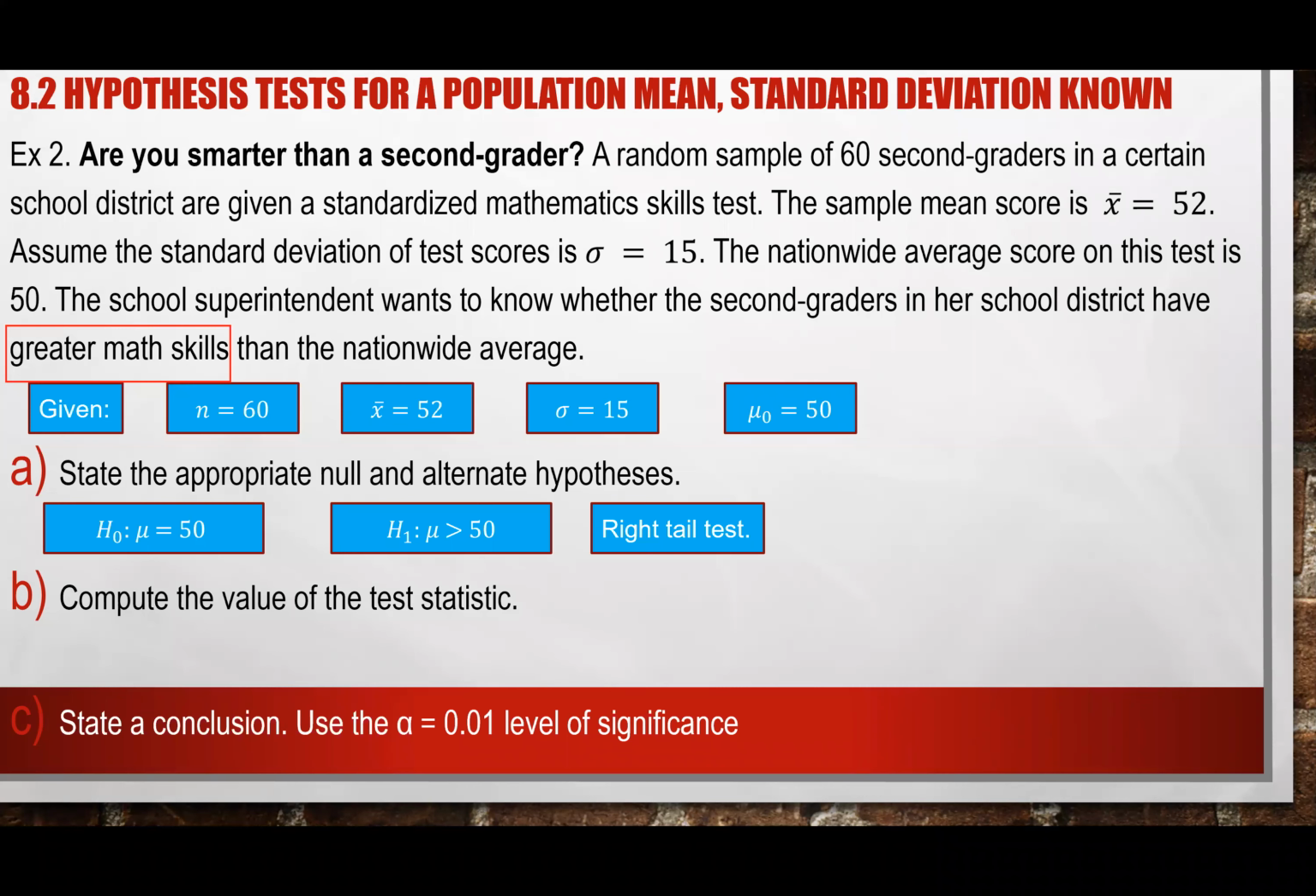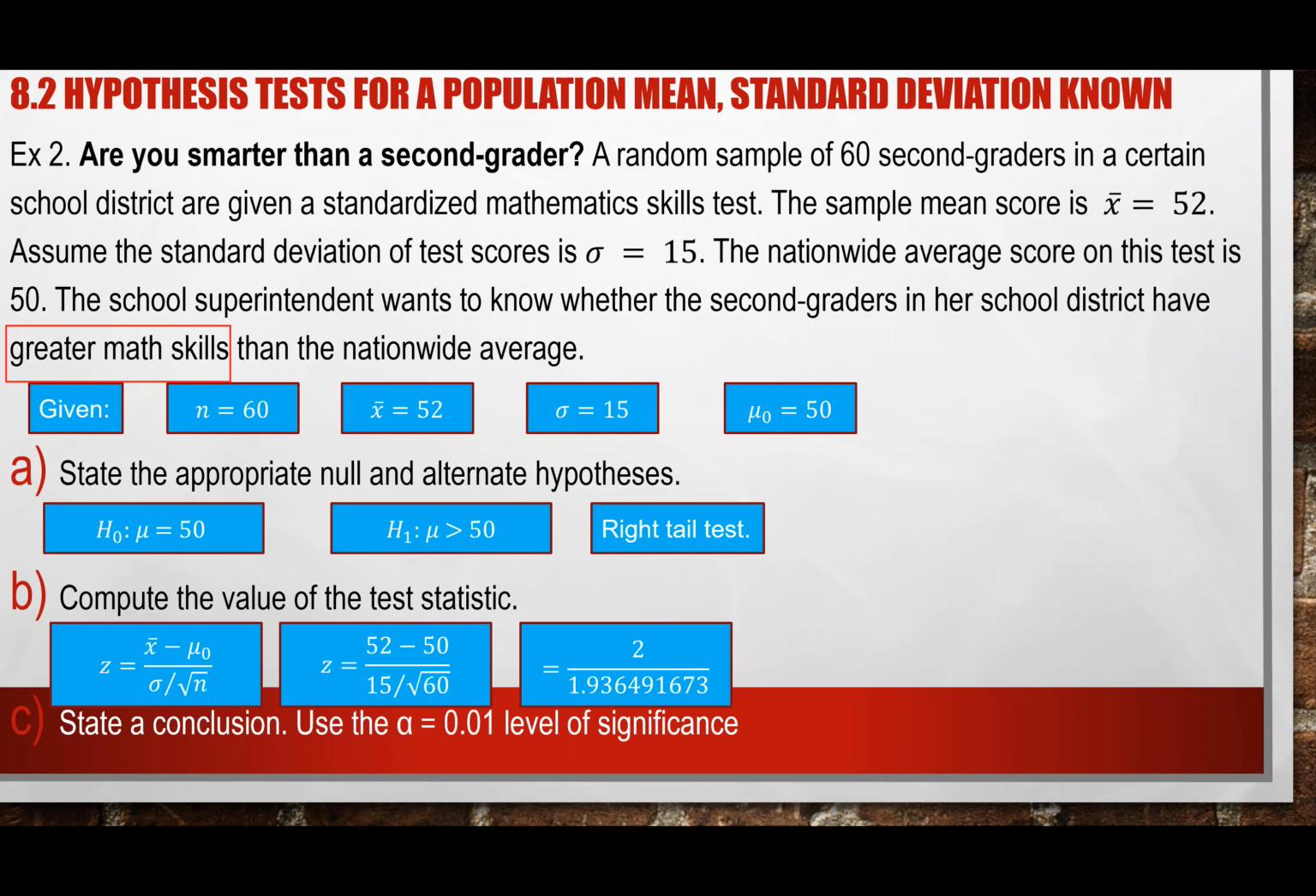Now, part B asks you to compute the value of the test statistic. They skip step 2 and jump to step 3. Reminder, the test statistic is Z equal to x bar minus mu sub 0, divided by the standard deviation over the square root of n. If you look at the given items, we have the 4 items we need to find this Z: 52 minus 50, divided by 15 over the square root of 60. That gives 2 divided by 1.93649, and if I take 2 divided by that, I get 1.0327. That's what they asked me to compute. This is my Z.